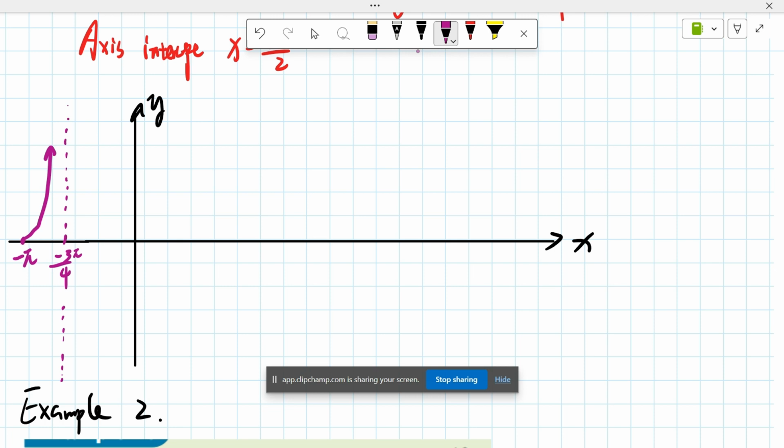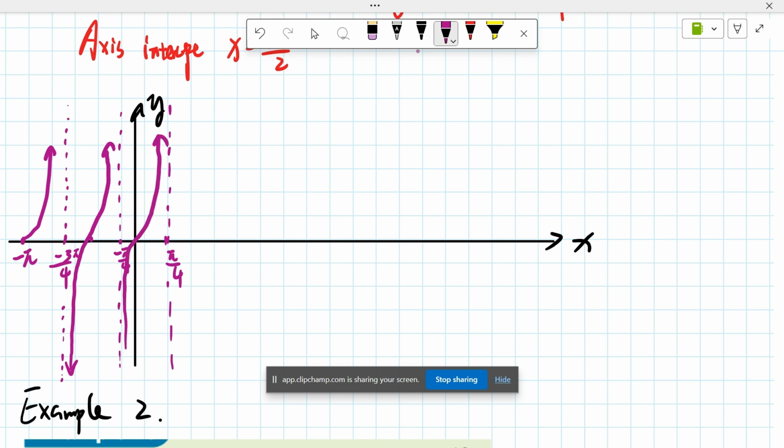And this is negative pi over 4, that's another asymptote. So it's always going to be pi over 4. So there you go, this is half pi, and we go from here to here. Okay, perfect. And we keep going, so this is pi over 4. We can go from here, cross 0, and go up like that.